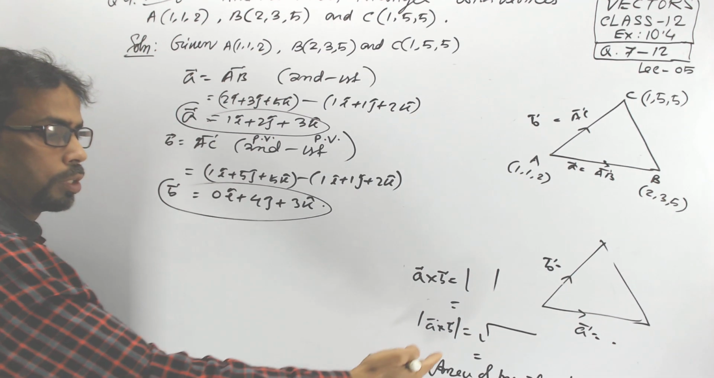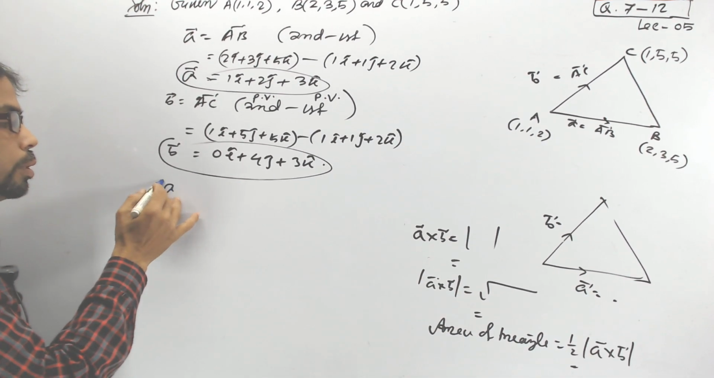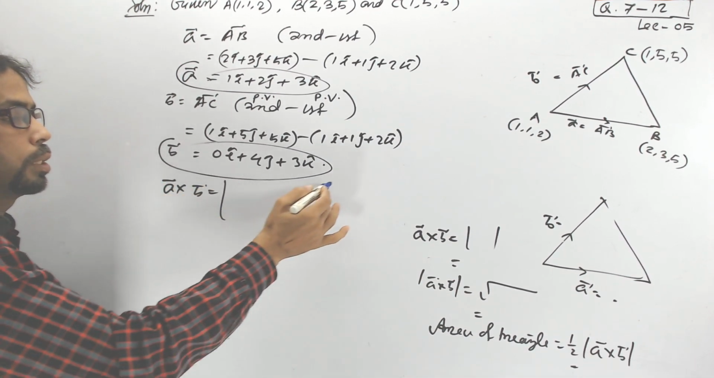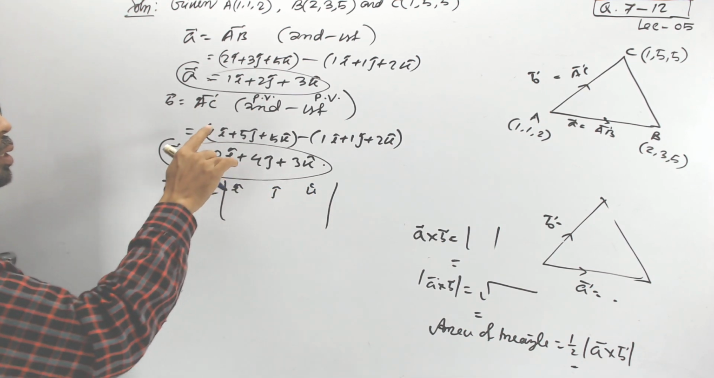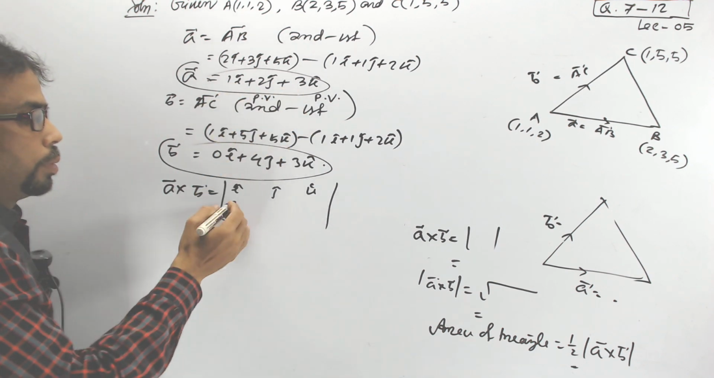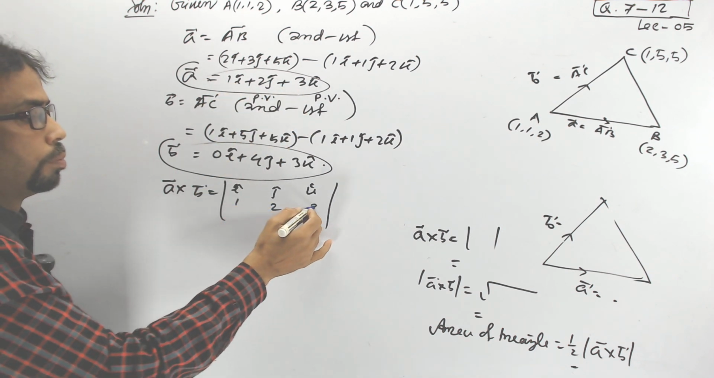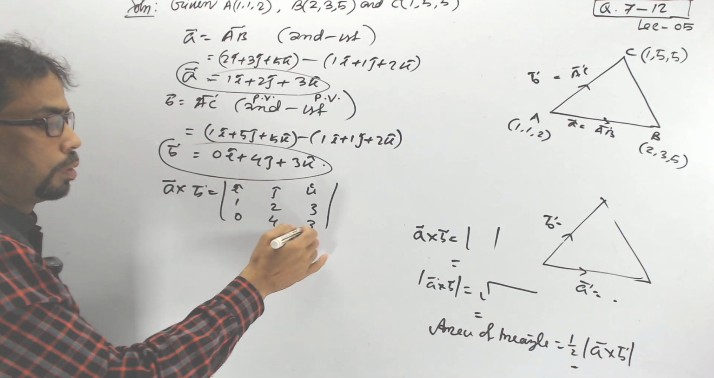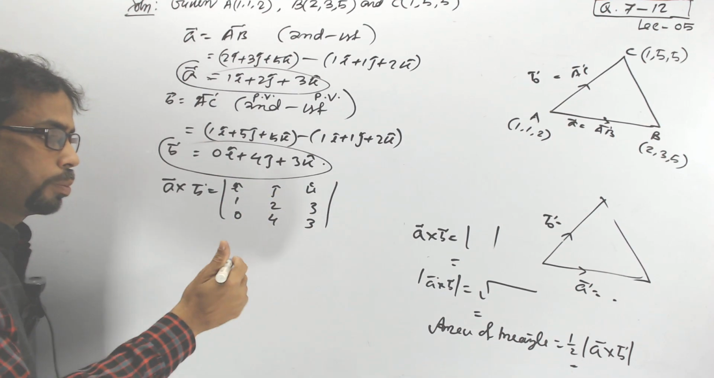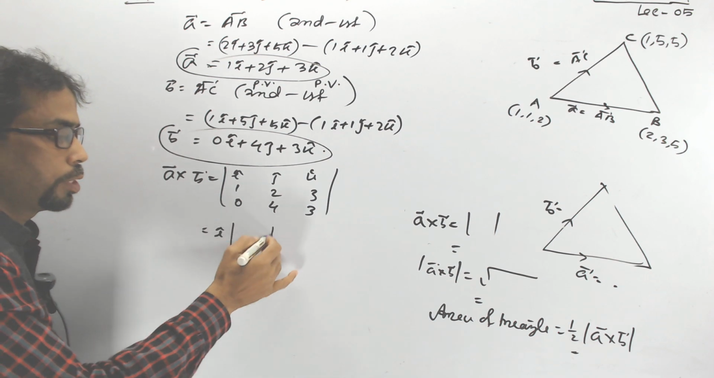And then the concept we have discussed here: at first we have to find the cross product of the two vectors. A's coefficients 1, 2, 3 make the second row. B's coefficients 0, 4, 3 make the third row, and we know how to expand the determinant by expanding along the first row.